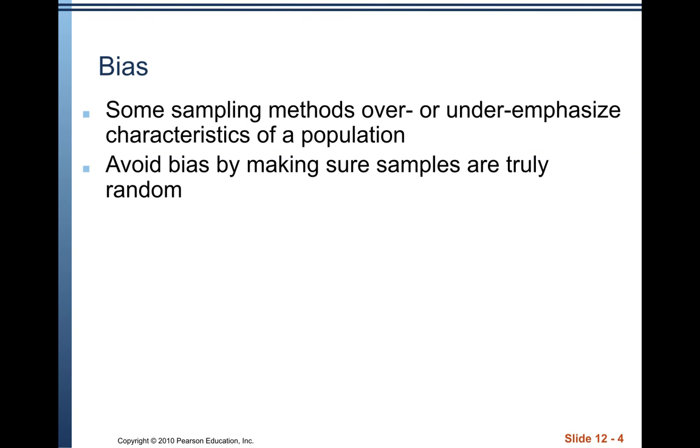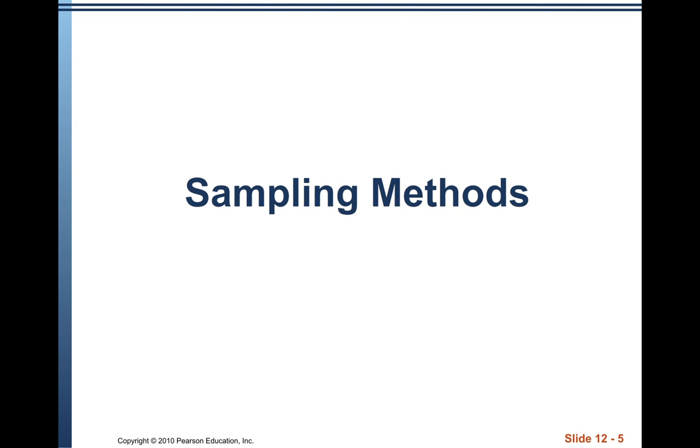So that's what we want to avoid. We want to avoid bias at all costs, because let's face it, numbers can be spun to prove any point. So if you don't want to do that, then you want to have unbiased results. So now for the main purpose of this chapter, and that is the sampling methods.